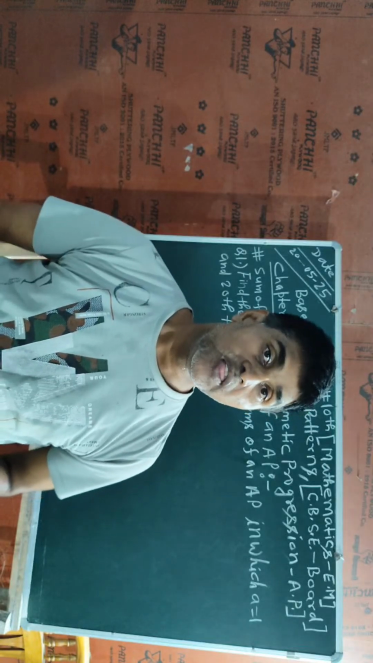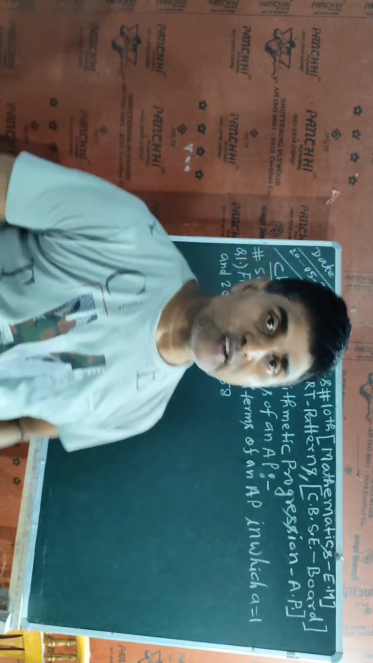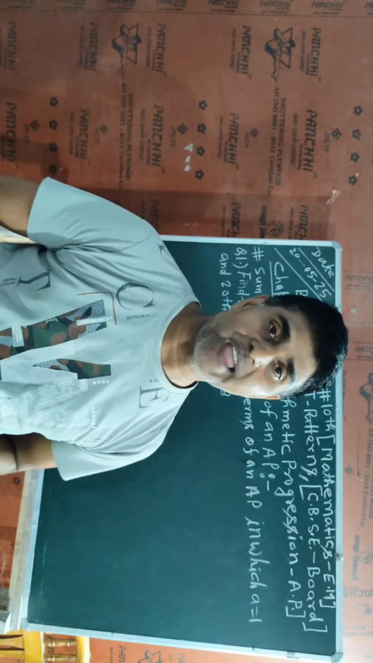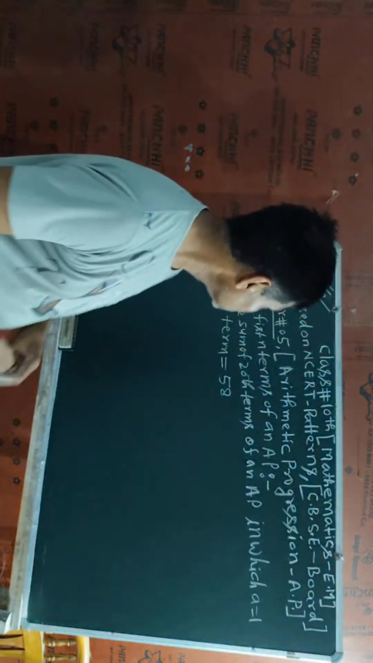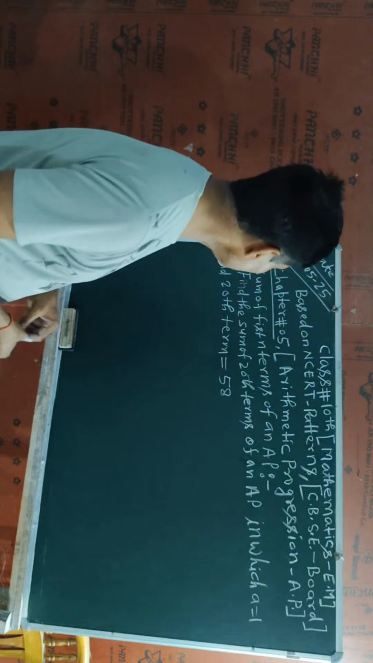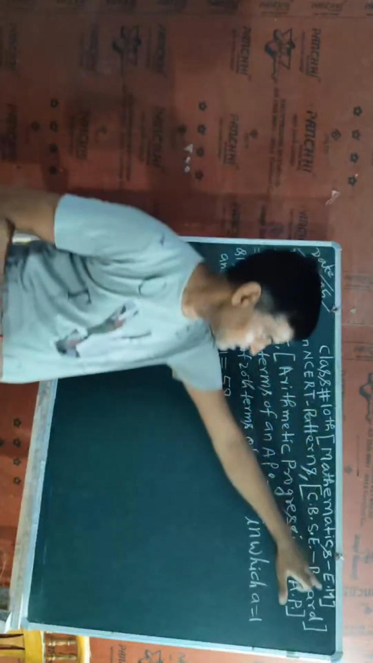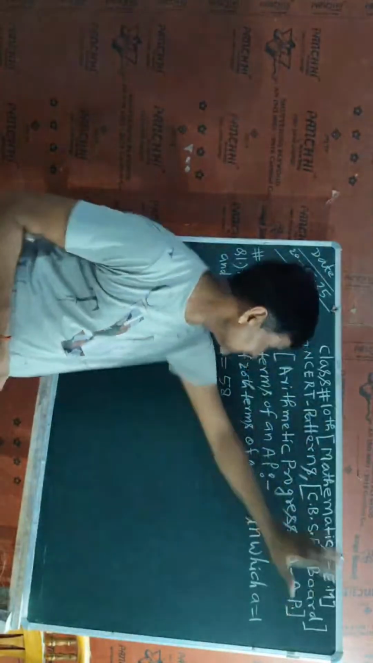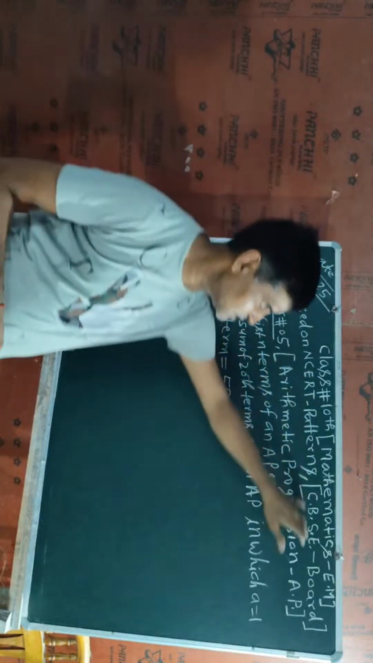Now here I am going to explain the theory and also numericals of arithmetic progression. First of all, I am going to explain what is available on the blackboard. This is class 10th mathematics, written in English medium, and it is based on the NCERT pattern, that is the CBSE board.